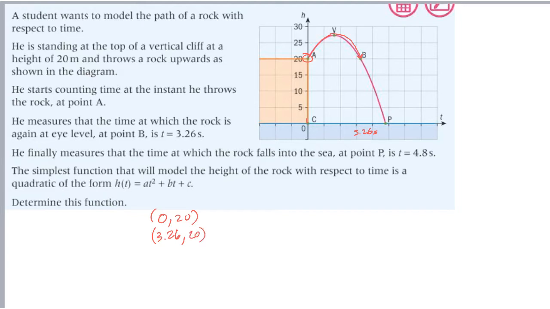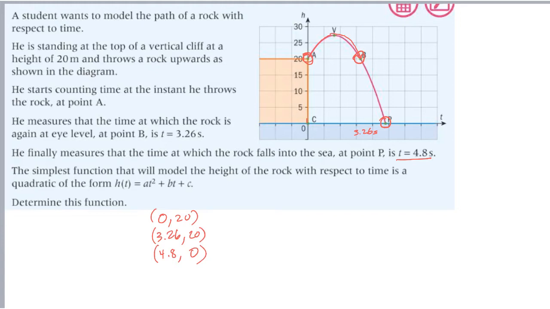Then the last thing it says is he measures the time at which the rock falls into the sea. And so that's time 4.8 seconds. So that would be 4.8, comma, and then that's hitting the ground, which is 0. So I've labeled those specific 3 points, A, B, and P.